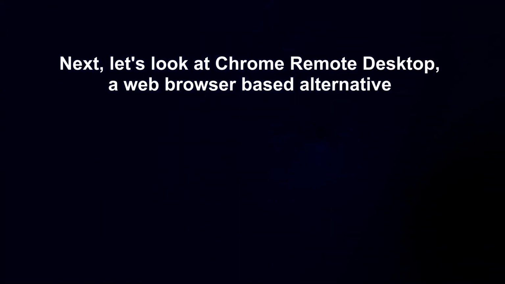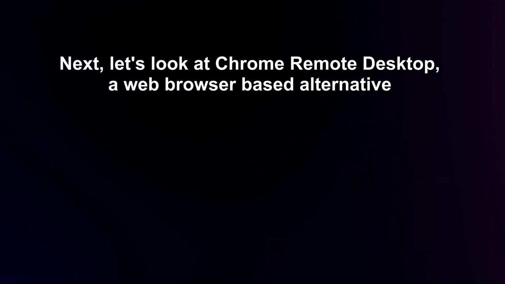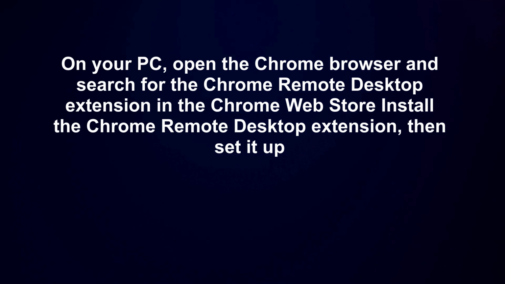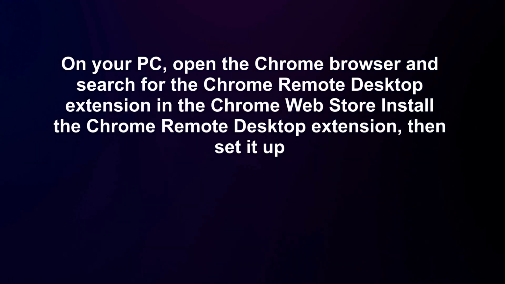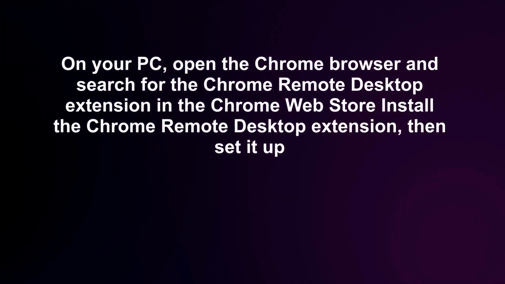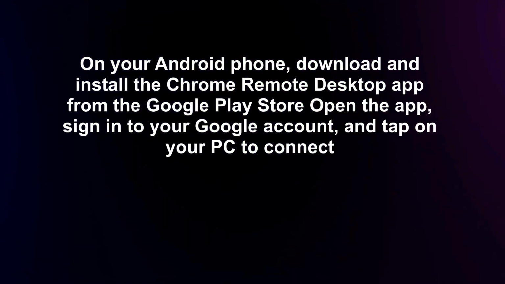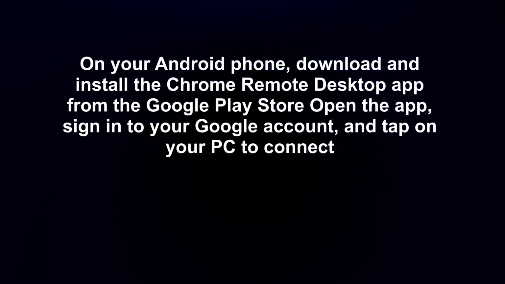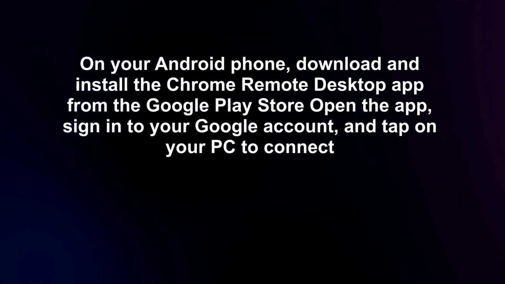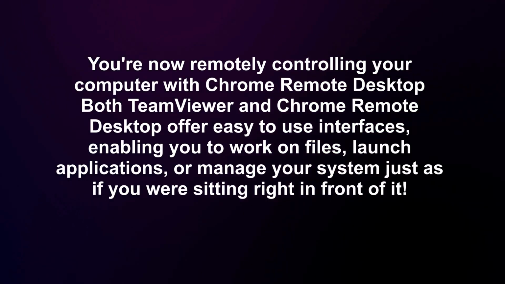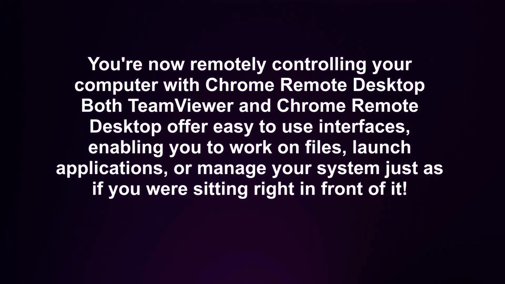Next, let's look at Chrome Remote Desktop, a web browser-based alternative. On your PC, open the Chrome browser and search for the Chrome Remote Desktop extension in the Chrome Web Store. Install the Chrome Remote Desktop extension, then set it up. On your Android phone, download and install the Chrome Remote Desktop app from the Google Play Store. Open the app, sign into your Google account, and tap on your PC to connect. You're now remotely controlling your computer with Chrome Remote Desktop.